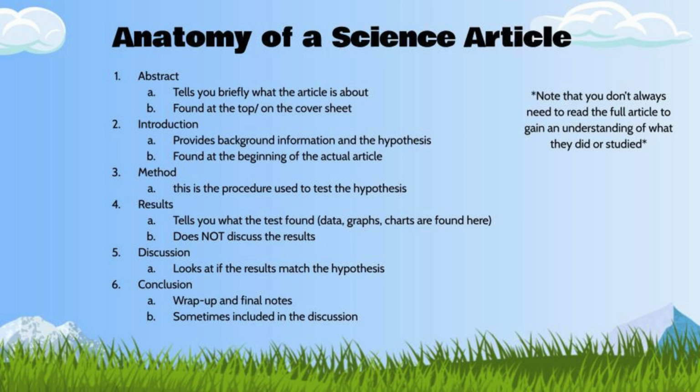Following that's the method, and this is the procedure that's used to test the hypothesis. So typically with science research articles, it's because they've done an experiment, and so the method is going to tell you step by step everything that they did. And when you are writing your own research papers later on, it's going to be very important that you also go step by step because the purpose of this section is so that anybody else around the world could pick up their article and then reproduce their experiment to either confirm the results or to rebut them and say, hey, no, you were wrong or you were right.